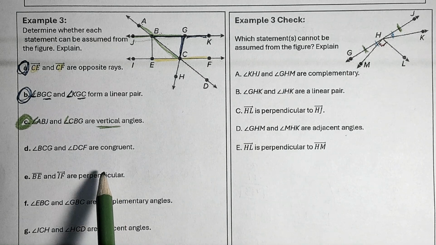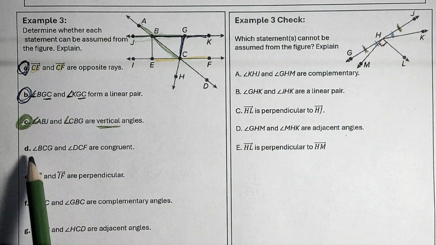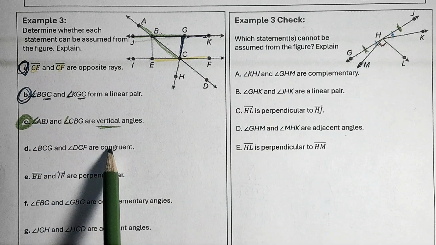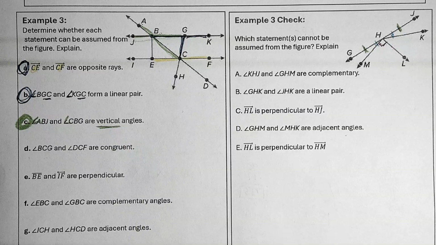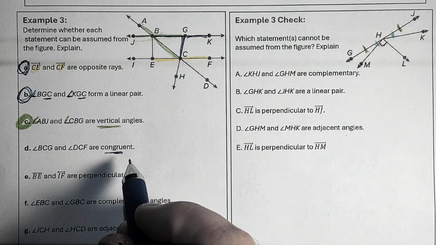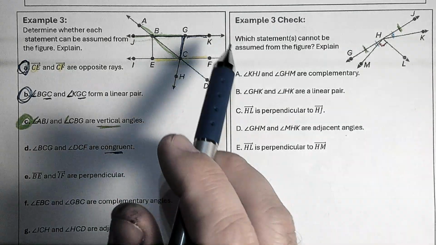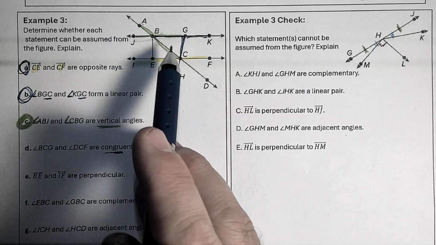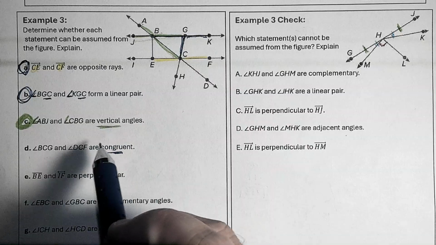Okay. All right. So statement D, BCG and DCF are congruent. Before we even look at these angles, for something to be congruent, we have one of two things. Either it has to have a mark, and there are no marks up here, or they have to be vertical angles. Now, these are vertical angles. So let's see.